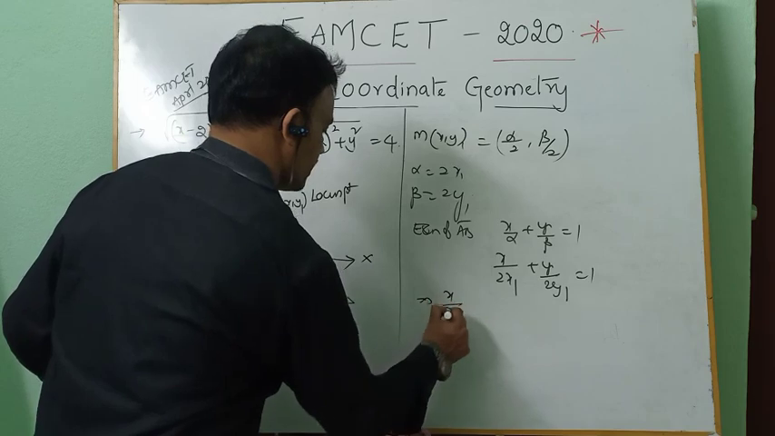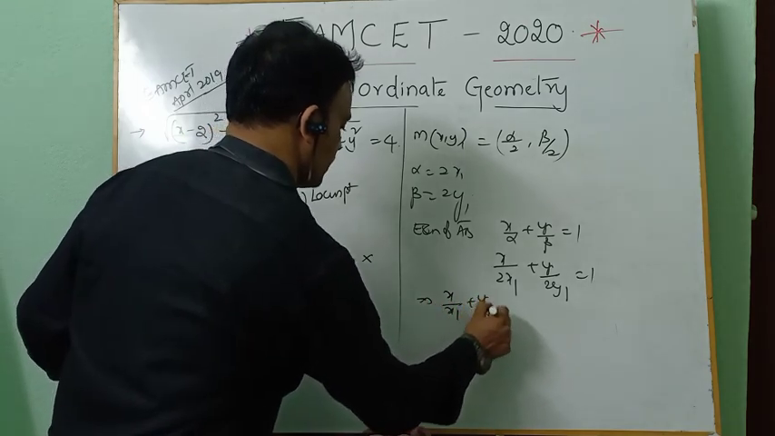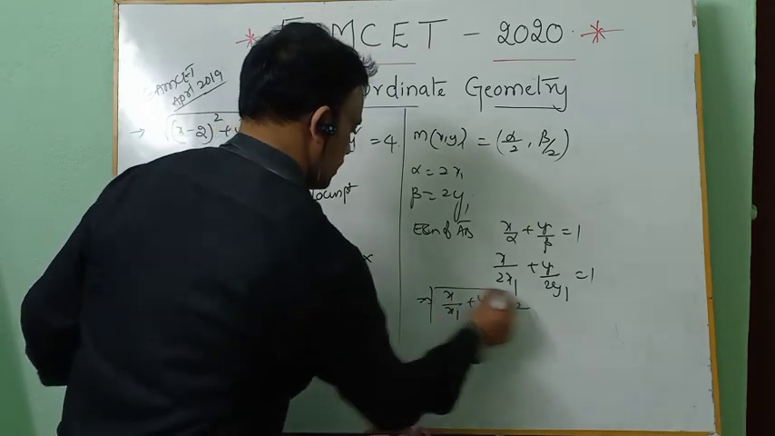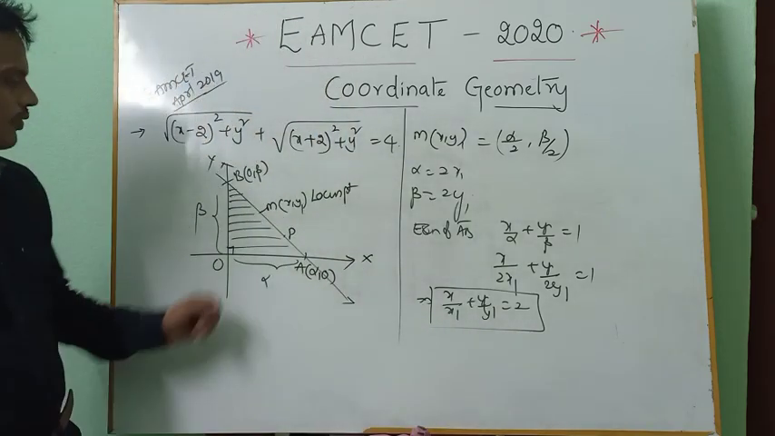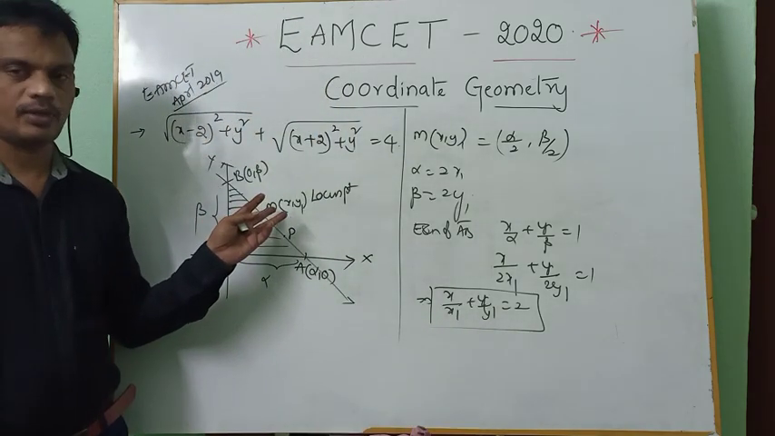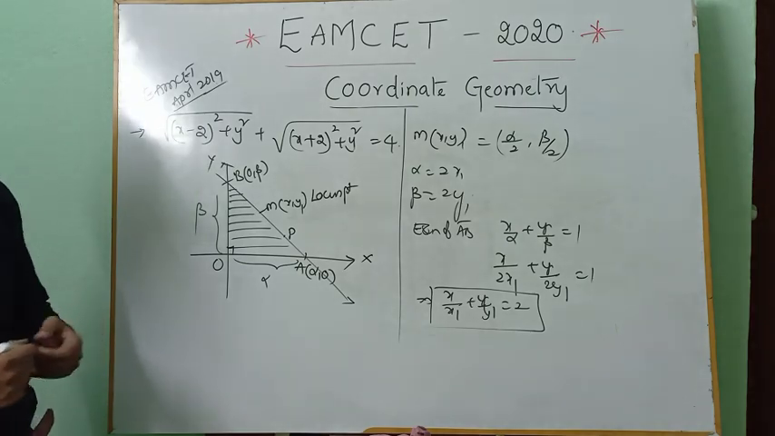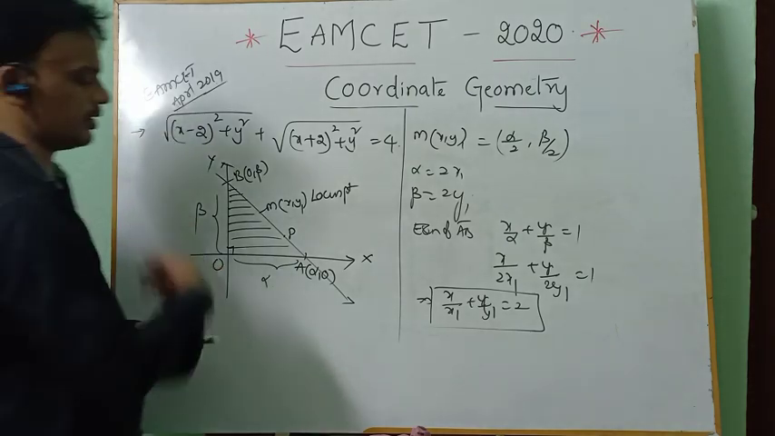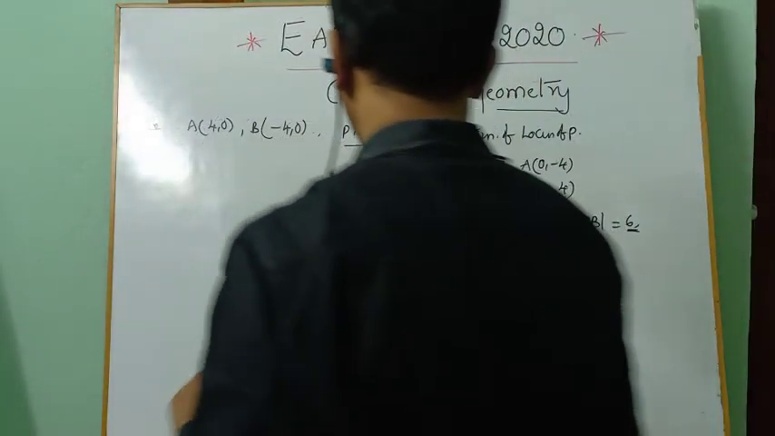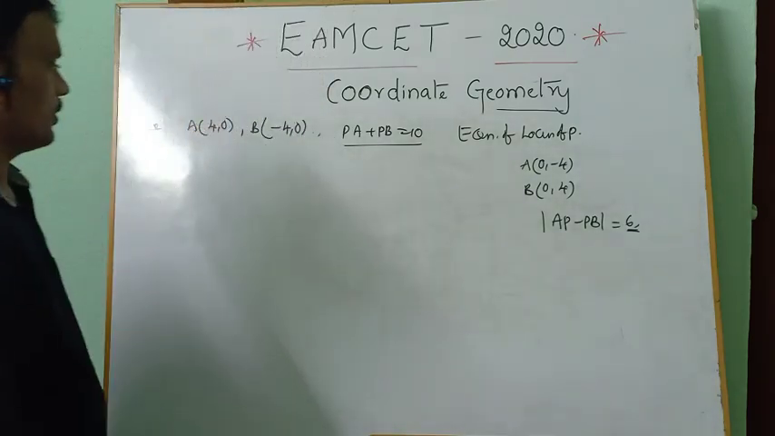Or else, x by x1 plus y by y1 equals 2 is the locus of the midpoint here. Okay, so this is the problem they have given, from the locus. Yes, coming to the next one, next model.